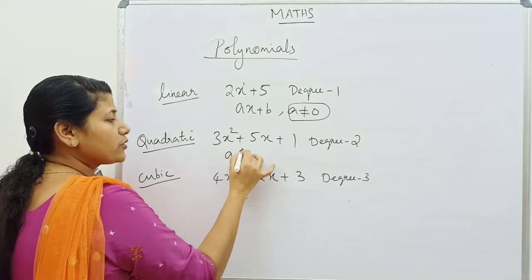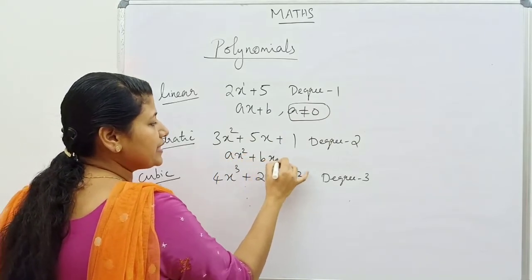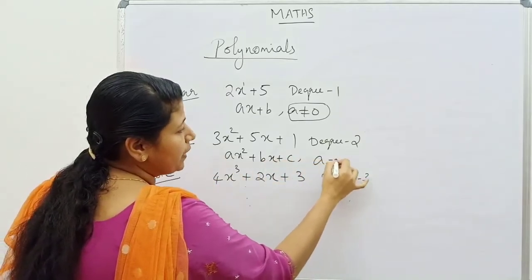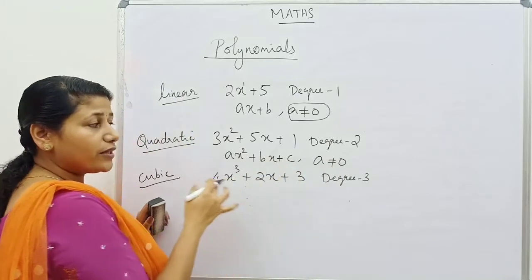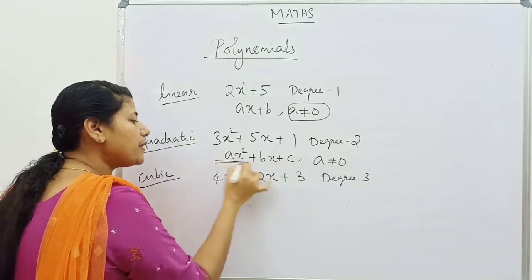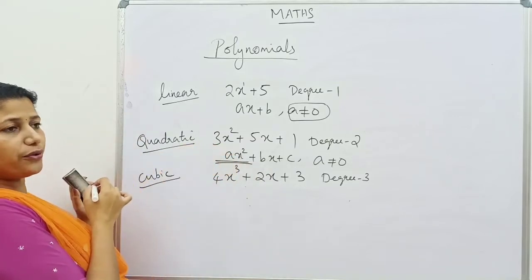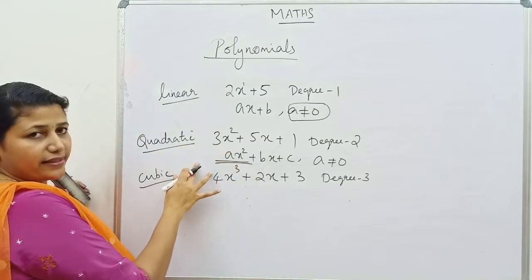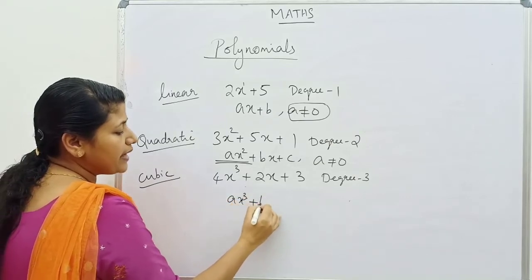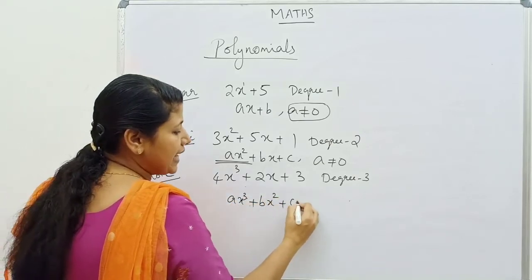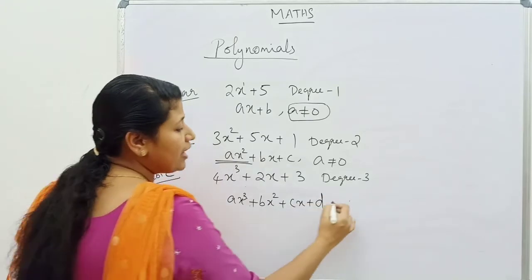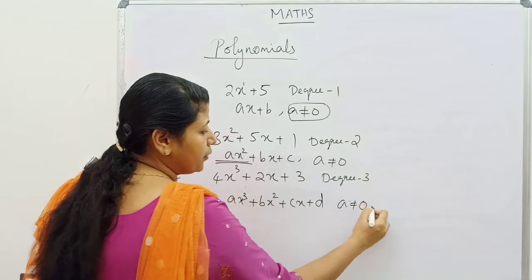What about this one? Here also ax square plus bx plus c, where which cannot be equal to 0? A. A cannot be equal to 0. Don't bother about the terms b and c, but it should be specified that a must not be equal to 0. Then only you will get a quadratic polynomial. Here also ax cube plus bx square plus cx plus d. This is the general polynomial where a must not be equal to 0.